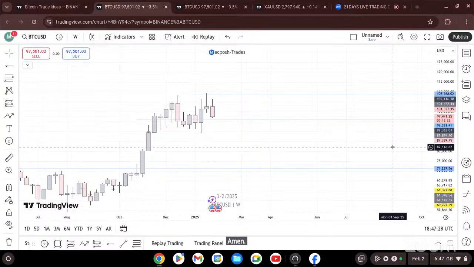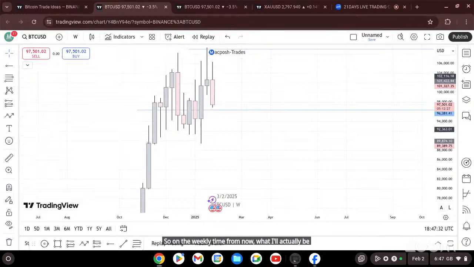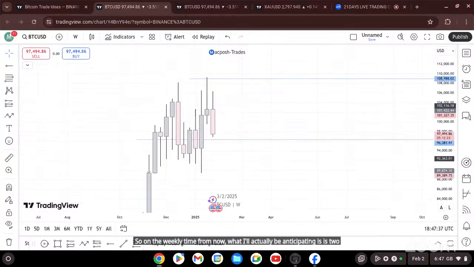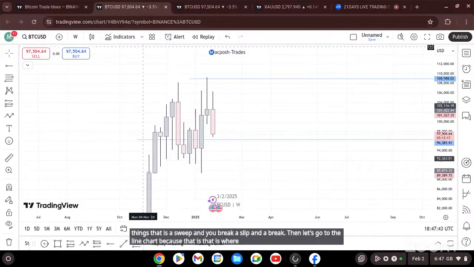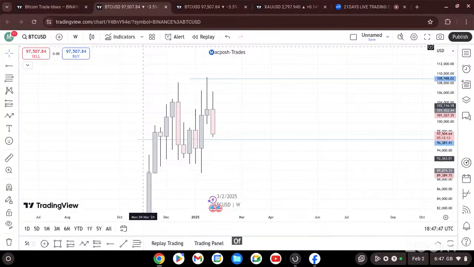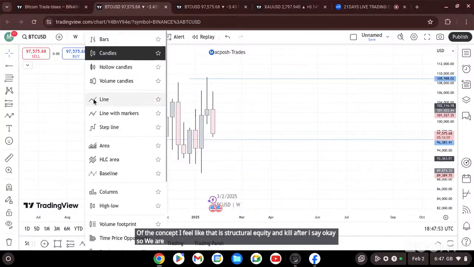So on the weekly time frame now, what I'll actually be anticipating is two things. That is a sweep and a break. Then let's go to the line chart, because that is where the information lies. The line chart is where the information of the concept I trade lies, that is structural liquidity and killer, that SLK. So we are very, very friendly with line charts.